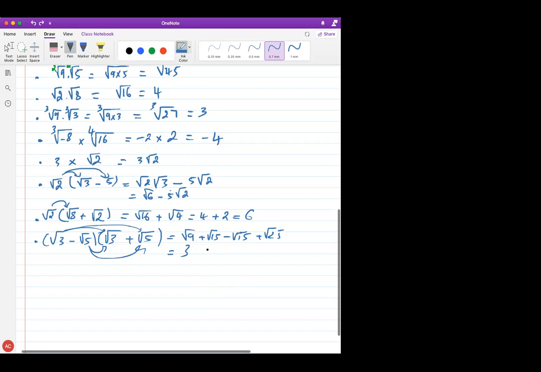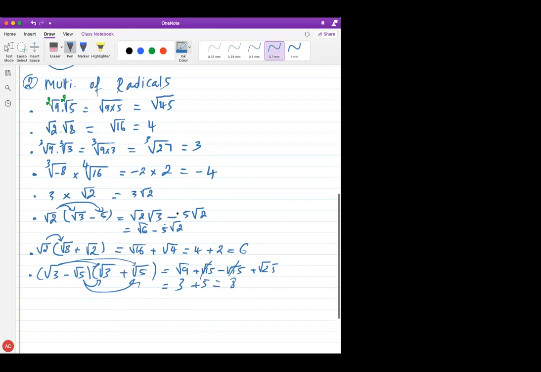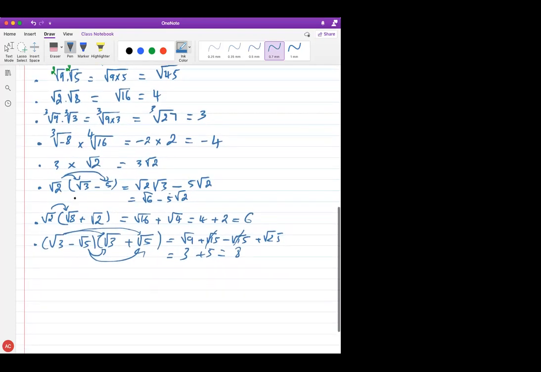Or plus x minus x. So those are gone. And plus the square root of 25, that's right, 5. So 3 plus 5 is 8. Okay, so pretty much very similar to multiplying algebraic expressions, but again, be careful. Sometimes you multiply the number, sometimes you don't. They both gotta have a radical of the same index, otherwise you won't be able to multiply.